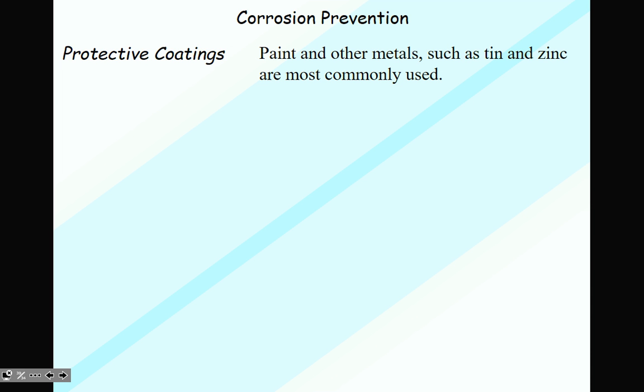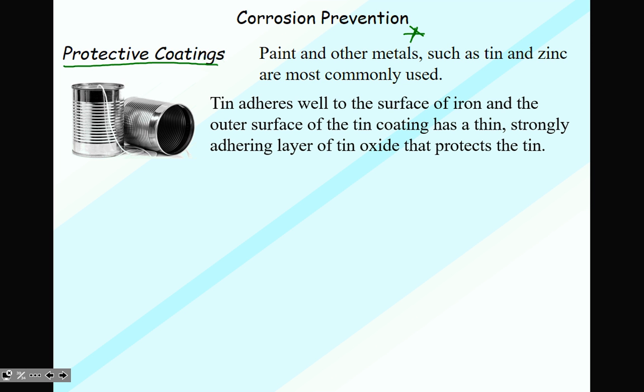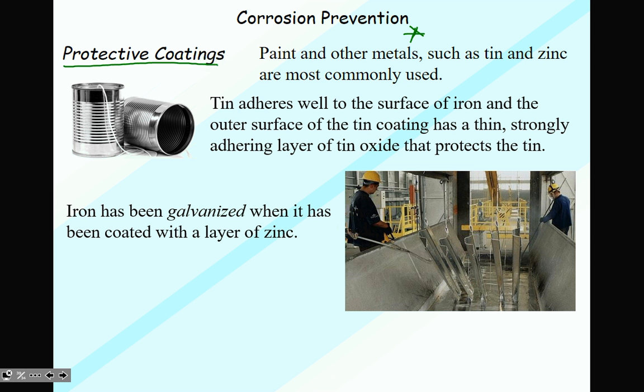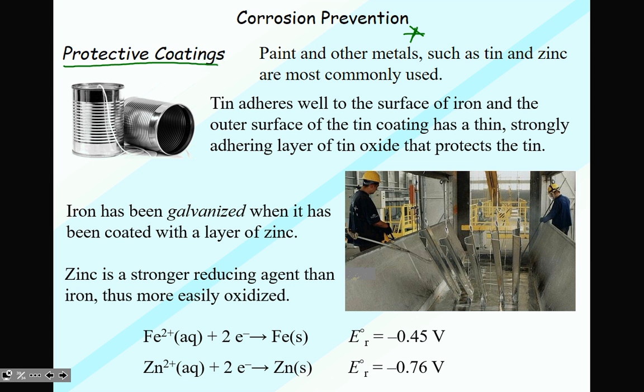Corrosion prevention. So how do we prevent this corrosion from happening? There are a few things we could do. First, we can add a protective coating. Paint and other metals such as tin and zinc are most commonly used. We coat things like iron with other metals to keep the iron from corroding. Tin adheres well to the surface of iron, and the outer surface of the tin coating has a thin, strongly adhering layer of tin oxide that protects the tin. Iron has been galvanized when it has been coated with a layer of zinc, so we call it galvanized iron when it is coated with zinc.